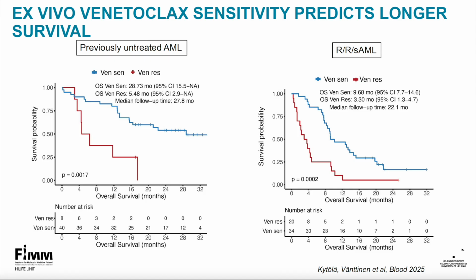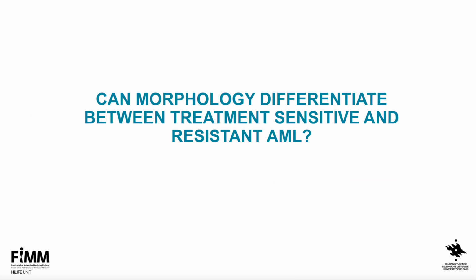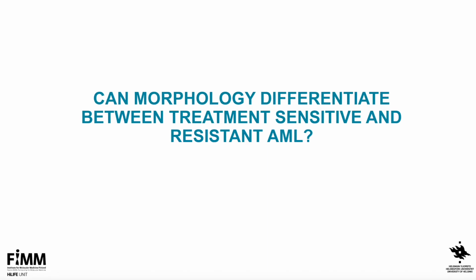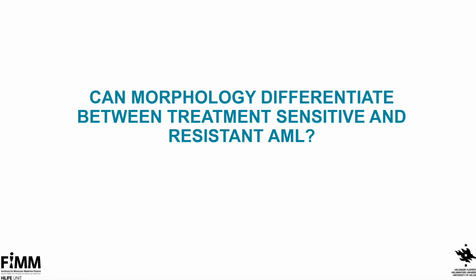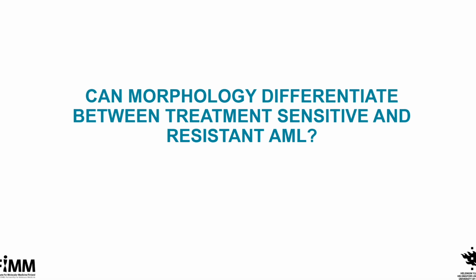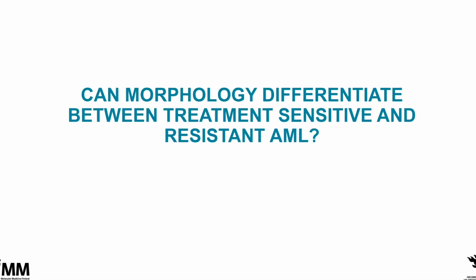So the next question, based on this historical data, when the Deep Cell team approached us, was: if this was the case, from our previous knowledge about ex vivo testing and prediction of patient response, we also wondered whether morphology can also distinguish between AML patients who might be sensitive or resistant to a specific treatment.